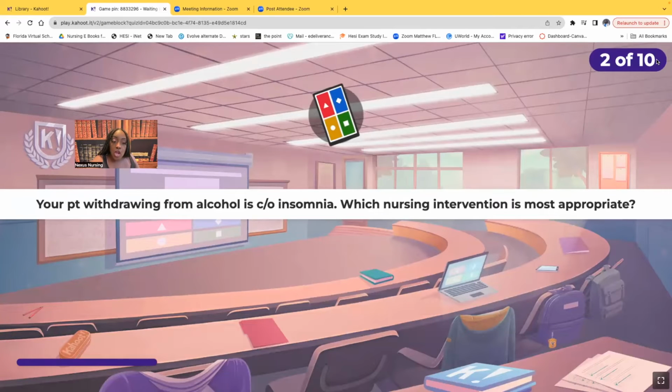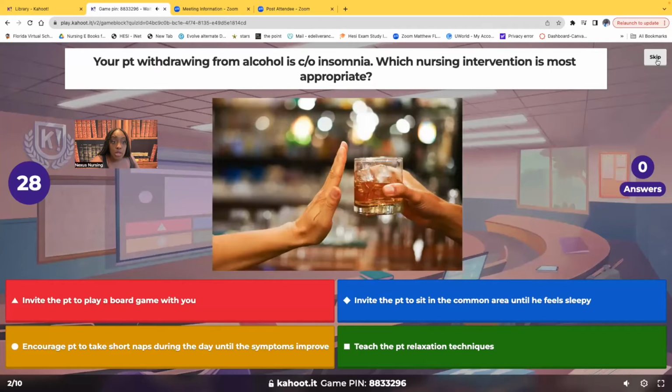Your patient's withdrawing from alcohol and they're complaining of insomnia. Which nursing intervention would be most appropriate? Would you invite the patient to play a board game with you? Would you invite the patient to sit in the common area until they start to feel sleepy? Would you encourage the patient to take short naps during the day until the symptoms improve? Or would you teach the patient relaxation techniques? What are you going to do?